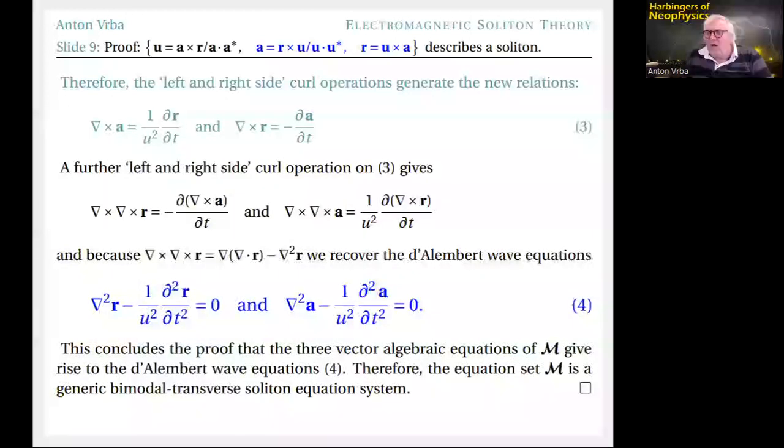Page down. Now, we all know that these equations, by doing a further curl operation on the whole lot, lead to the wave equations. And therefore, I've given you the proof that these three simultaneous vector equations give you generic Maxwell equations, which lead to the wave equations. Therefore, this is a wave equation. I call it the Soliton equation.